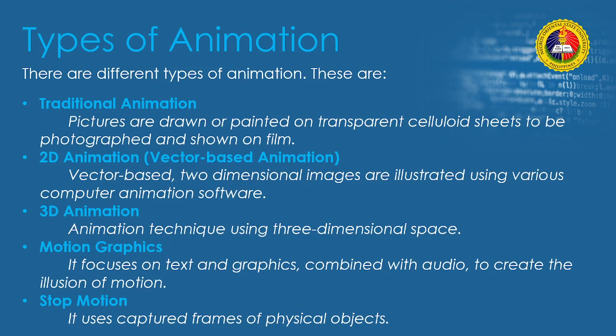And then stop motion uses captured frames of physical objects. When we say physical objects, it could be puppets, clay, and so on and so forth. You've seen stop motion movies like Kubo and the Two Strings. I forgot the title for a moment. You've seen Kubo and the Two Strings.